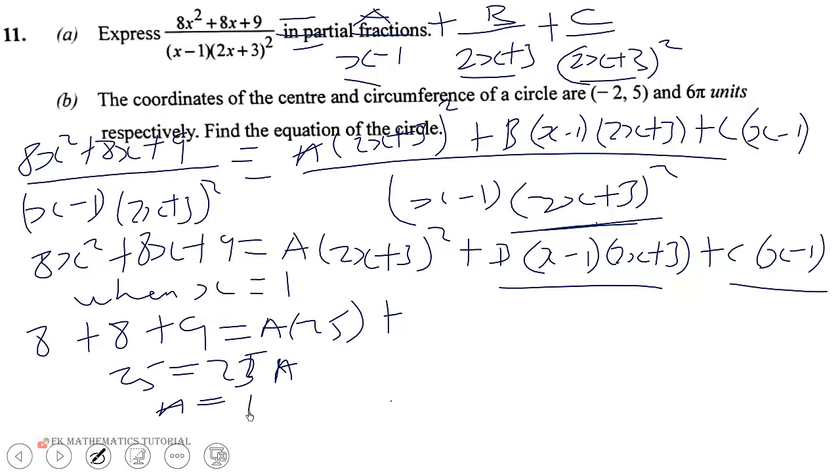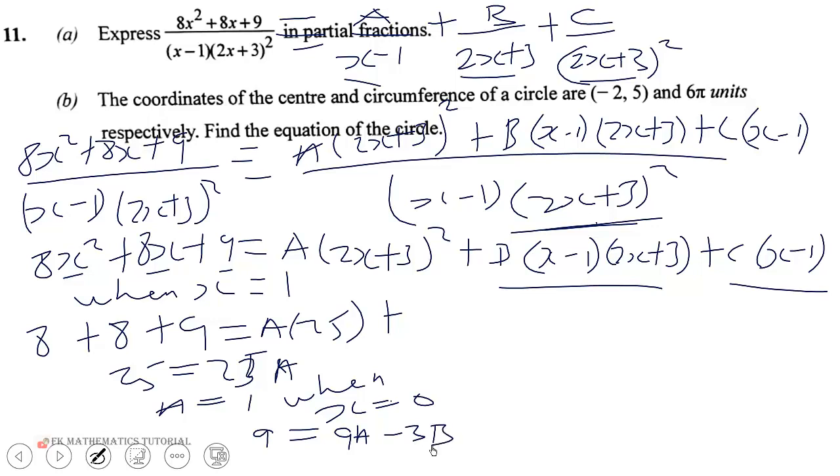Now again we can put x equal to 0. When x equals 0, we put 0 here to go away. Again, we are left with 9 is equal to, when we put 0 here, we are left with 3. 3 squared is 9. So 9a. When we put 0 here, 0 here, negative 3. So minus 3b.